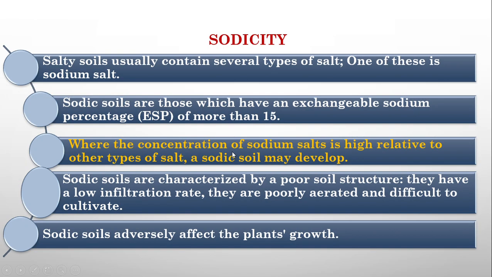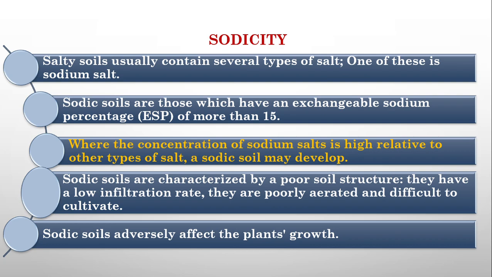Now we will move on to the next main problem of soil, sodicity, or synonymously, alkalinity. Salty soil usually contains several types of salt. Sodium is one among them. When the sodium content of the soil is higher, then we can say that the soil is sodic. Sodic soils are those which have an exchangeable sodium percentage of more than 15.